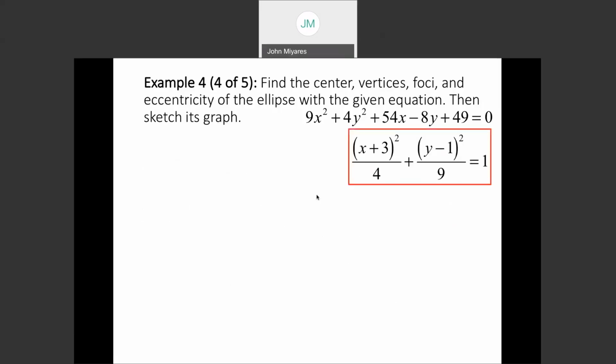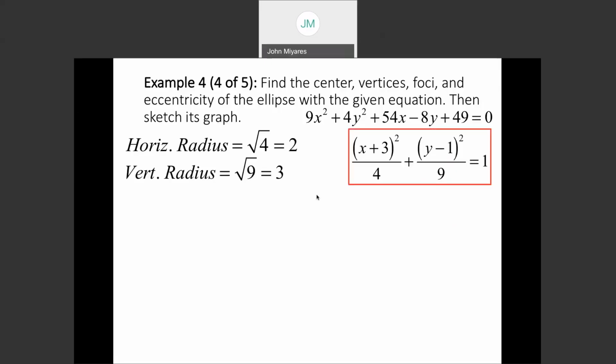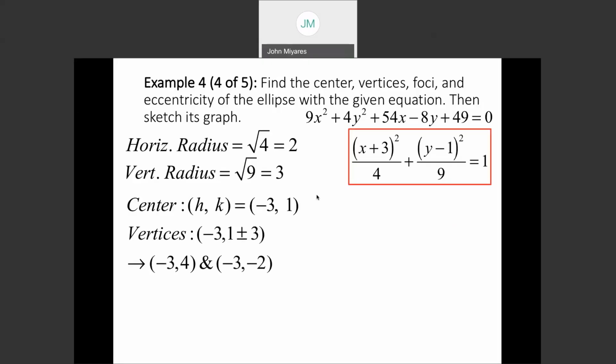Now that the equation has been rewritten in standard form, we can identify all the properties of the ellipse. The horizontal radius will be the square root of 4, which is 2, and the vertical radius will be the square root of 9, which is 3. The center will be at (h, k), and again, recognizing it's x minus h and y minus k, that gives us the center at negative 3, 1, because it's x minus negative 3 and y minus positive 1. The major axis this time is vertical because the vertical radius is bigger than the horizontal radius.